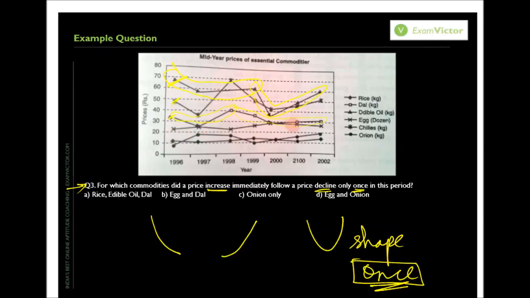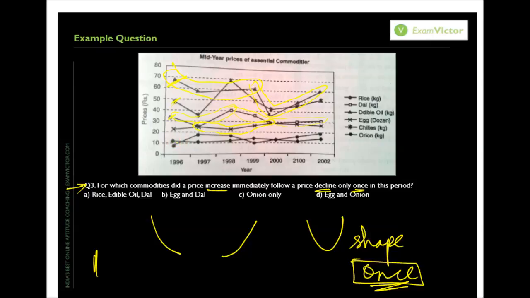The crosses have only one U shape, right? The U shape that I'm referring to is here. It's from 97, 98, 99 and 2000. This is one. After that there is a decline. Before that there was a slight increase from 96 to 97. But a U shape, that's what we are looking for, there's only one of that. So the cross is our first candidate.